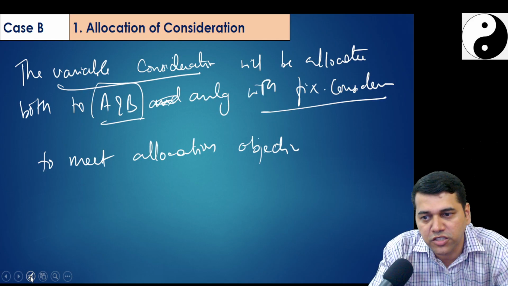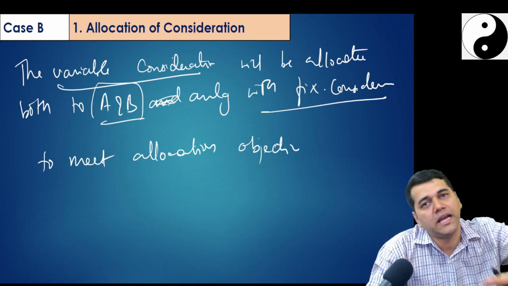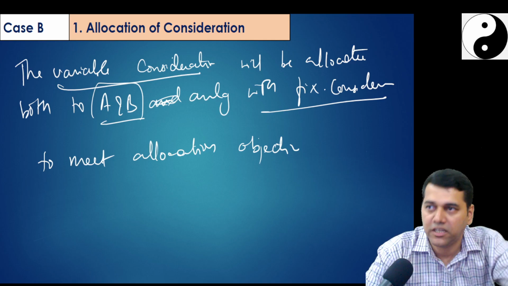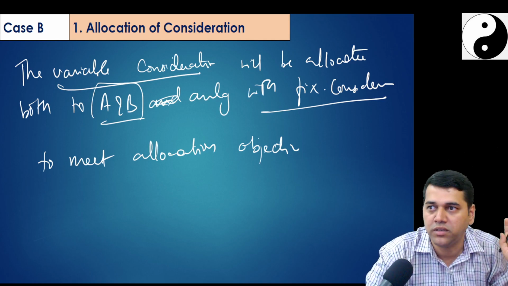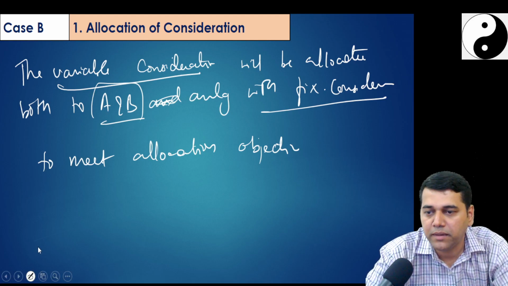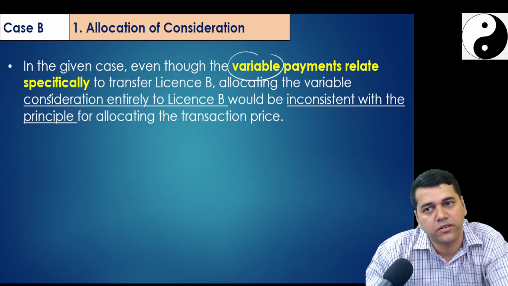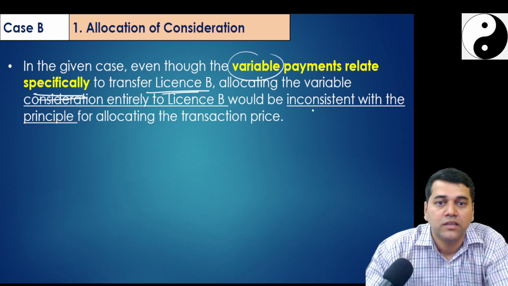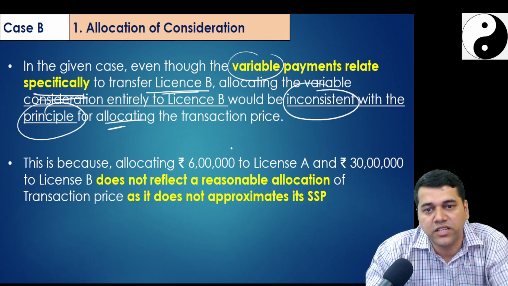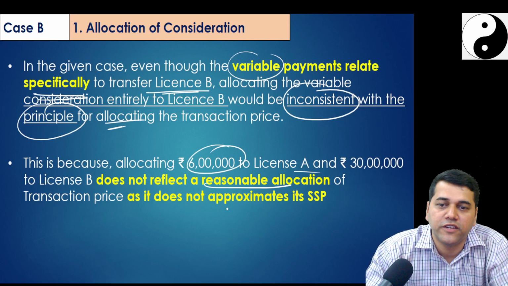But in the examination, you have to write like this. Here you tell both variable and fixed will be allocated to A and B to meet our allocation objective. Otherwise, it is not going to match with their SSP. Like if you give A 6 lakh and B 30 lakhs. In the given case, if variable consideration is specifically transferred to B, then it will be inconsistent with the principle of allocation. And if you give fixed consideration to A, it will not reflect your SSP.